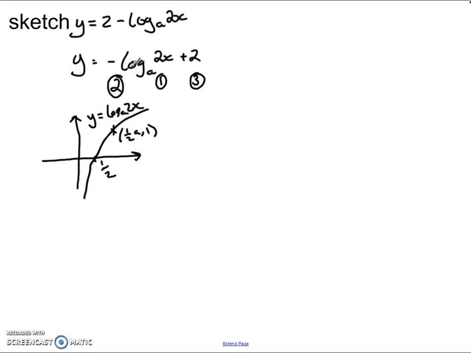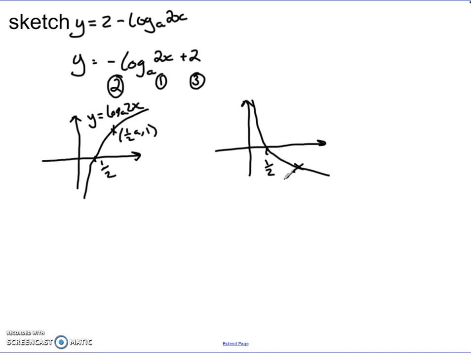Second transformation is the negative. Well, that's y equals negative log of this, so the whole of that curve then flips in the x-axis. All the values then flip. So what that does is instead of starting at the bottom and going up, it starts up at the top and comes down and around like that. None of these points change in terms of the x, so that's still at a half. The x of this still stays the same.